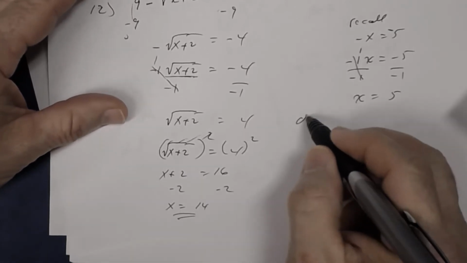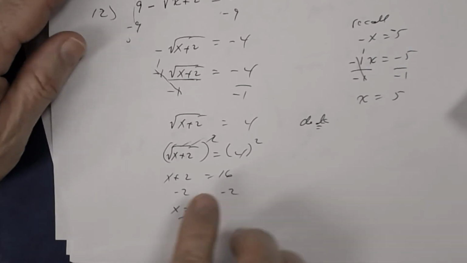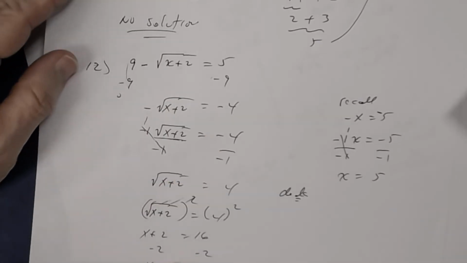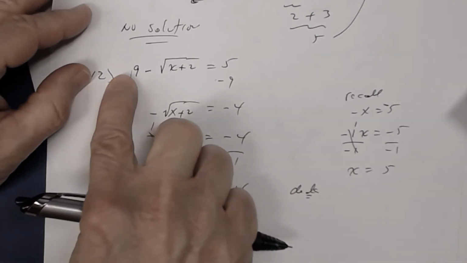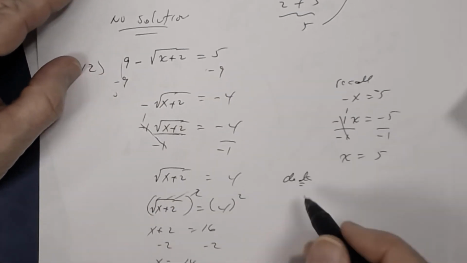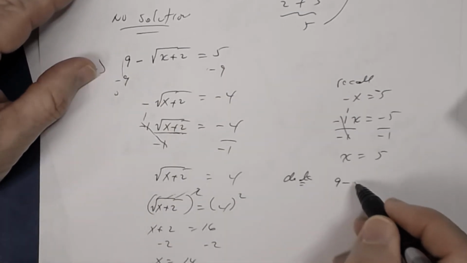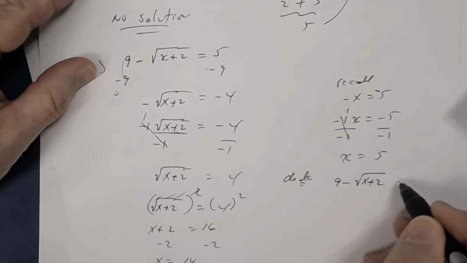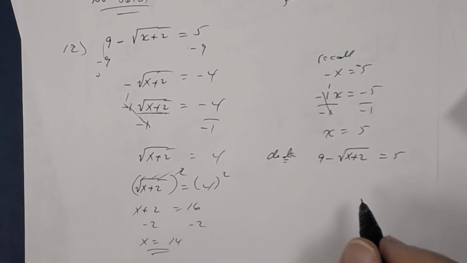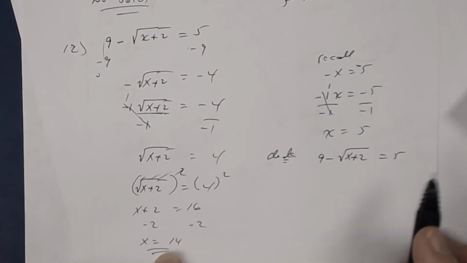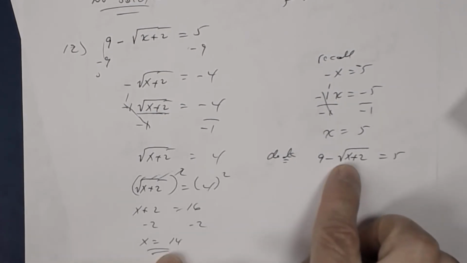Let's check. Okay, let's check. Where in this process do you check? That's correct. You check the original. So write the original over. Always go back to the original. Okay? That's the original. So wherever I see the variable x, I'm going to substitute 14.